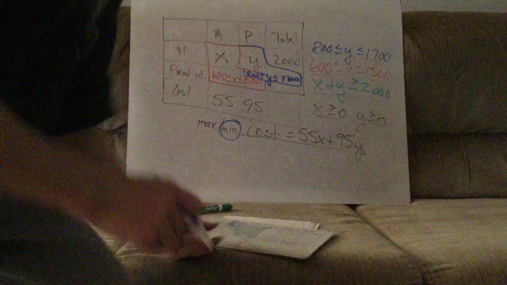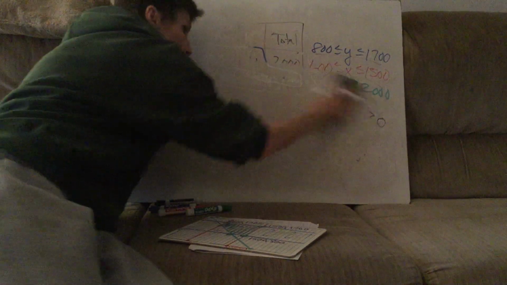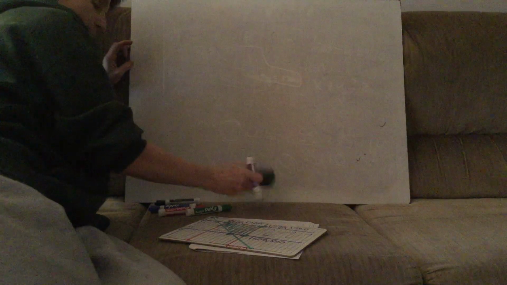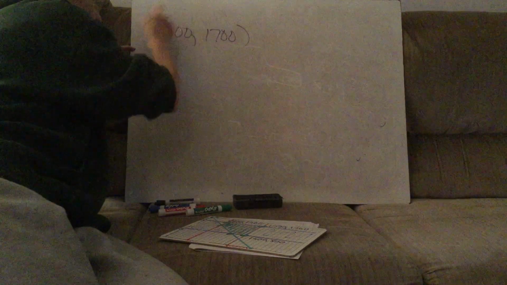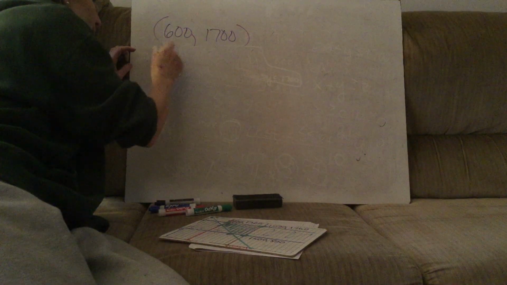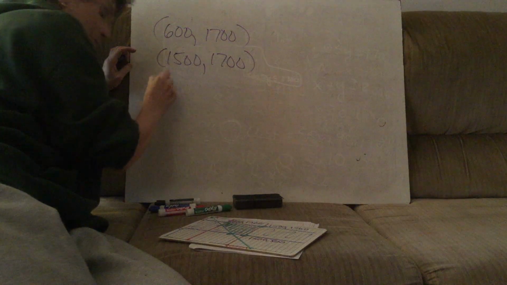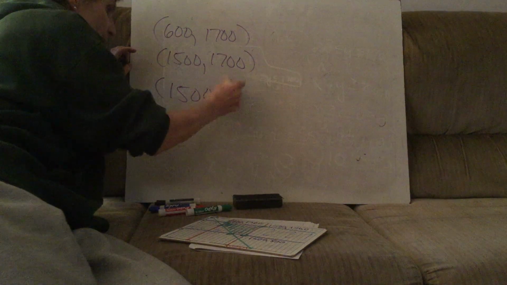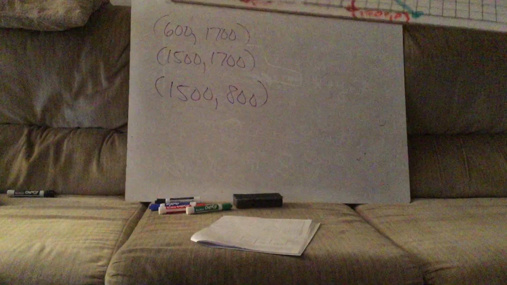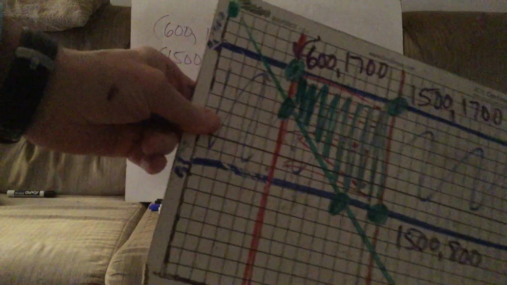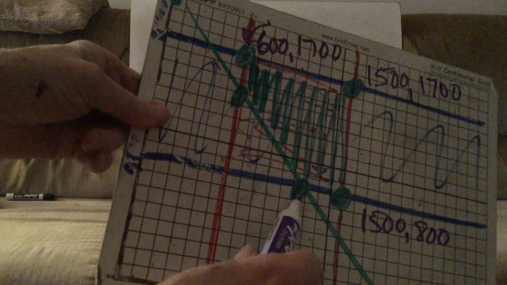So far, I'm going to write them up here. We have identified the 3 corner points that are so easy: 600, 1700; 1500, 1700; and 1500, 800. Okay? Now, the next 2 aren't quite so easy, but they're still pretty easy. This guy right here. Look where I'm pointing.